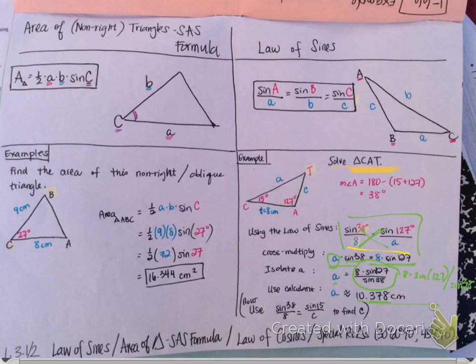Okay, to find side C, now that we know this is 10.378, I'm going to do, let's see, sine of 38 divided by 8, so I'm using this angle here, sine of 38 divided by the side, equals sine of 15 divided by this missing side, and then I could do the same thing: cross multiply, isolate, use my calculator to find C.